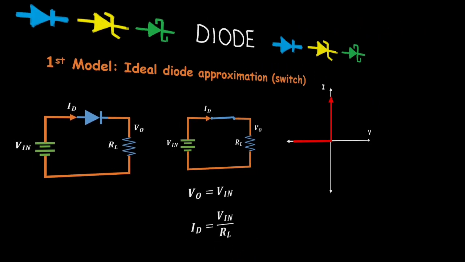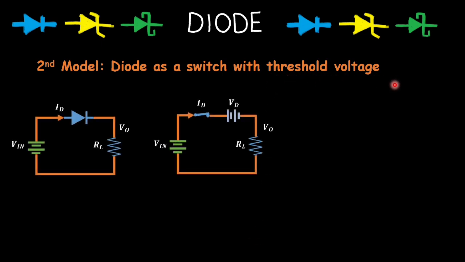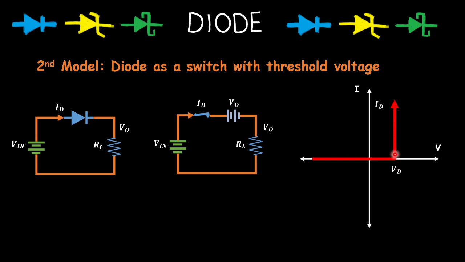The second approximation is a diode as a switch with the needed threshold voltage before it can be turned on. So you will see in the given example circuit that we included a voltage drop across the diode represented as V_D. And from that, you will see on the IV curve of this diode that when we have a negative voltage crossing the zero and the positive line, the diode will not turn on until we reach the threshold voltage or the knee voltage.